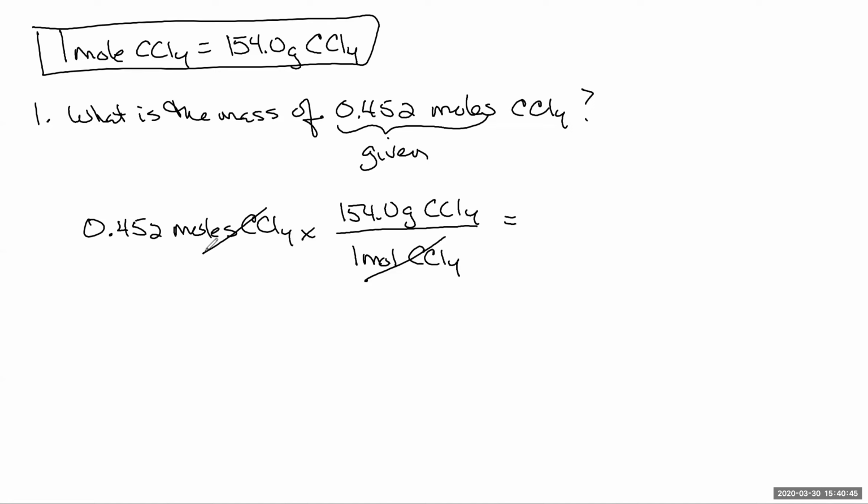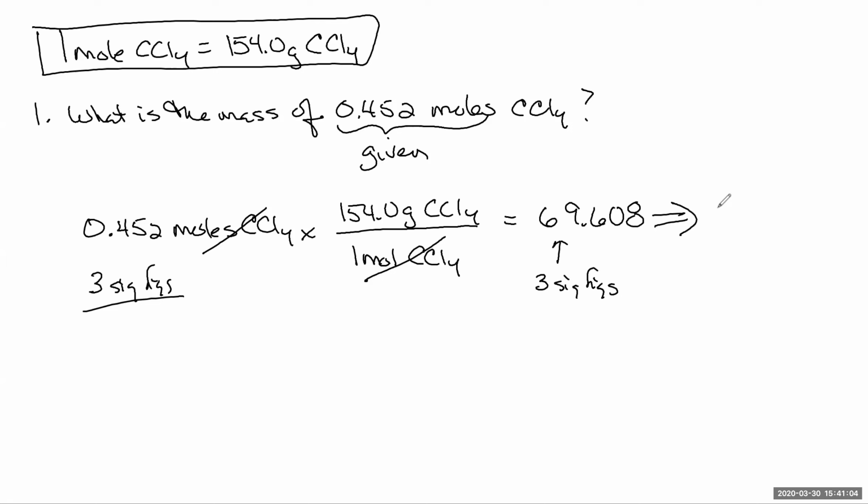Moles of carbon tetrachloride will cancel, and my answer will be 69.608, given by my calculator. Remember to look at sig figs. So we have 3 sig figs here, so I only want to have 3 sig figs here. So I'm going to change this to 69.6 and then have my units, grams of carbon tetrachloride. This would be my answer for the problem to the right number of significant figures.